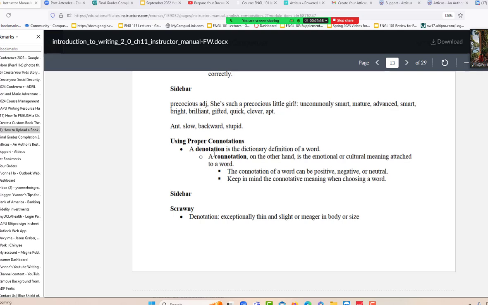Using proper connotations. A denotation is the dictionary definition of a word. A connotation, on the other hand, is the emotional or cultural meaning attached to a word. The connotation of a word can be positive, negative, or neutral. Keep in mind the connotative meaning when choosing a word.